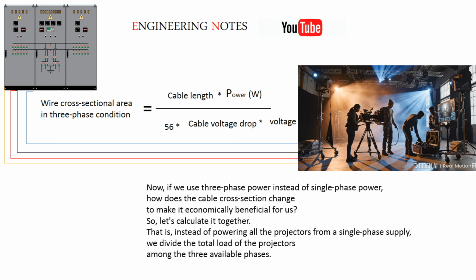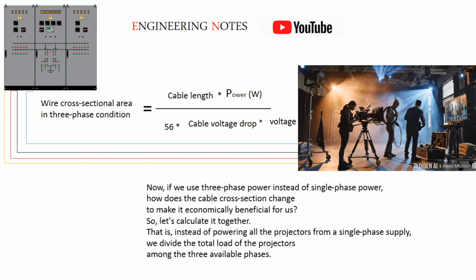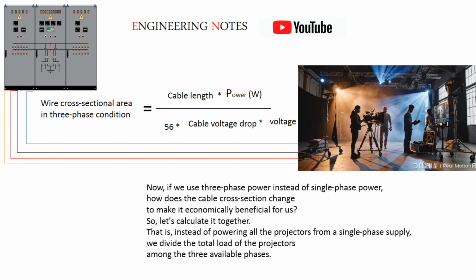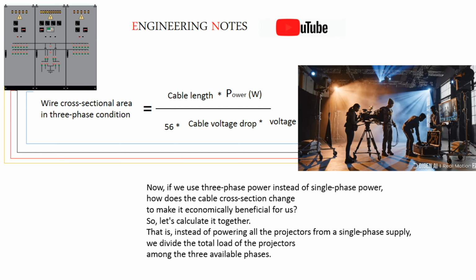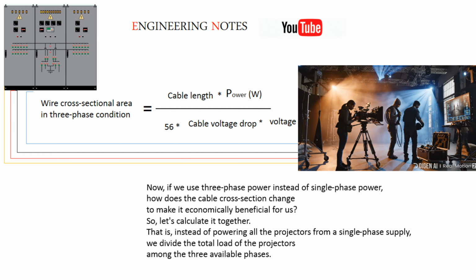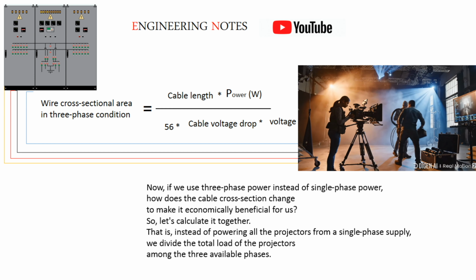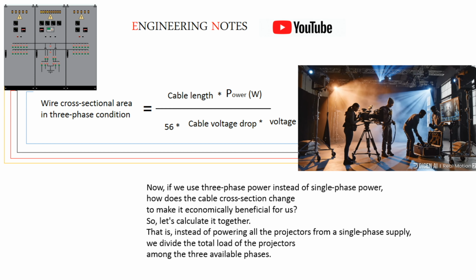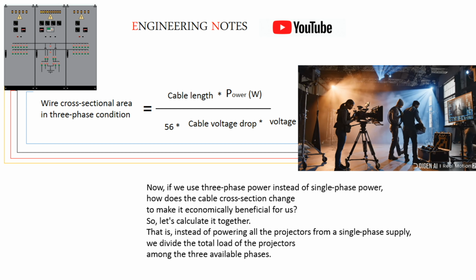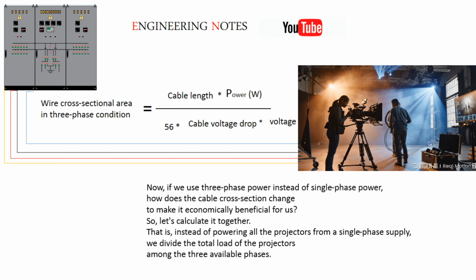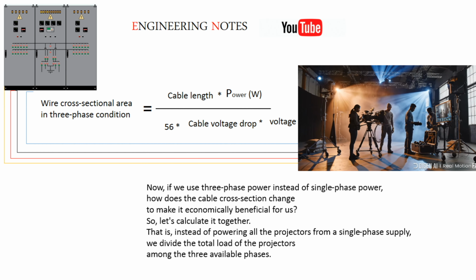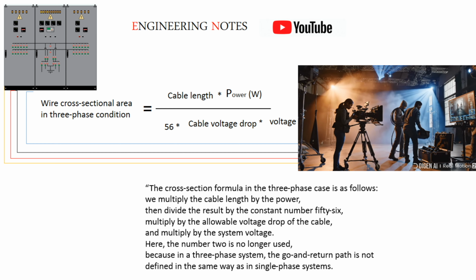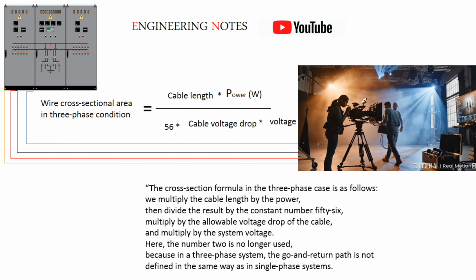Now, if we use 3-phase power instead of single-phase power, how does the cable cross-section change? To make it economically beneficial for us, let's calculate it together. That is, instead of powering all the projectors from a single-phase supply, we divide the total load of the projectors among the 3 available phases. The cross-section formula in the 3-phase case is as follows.